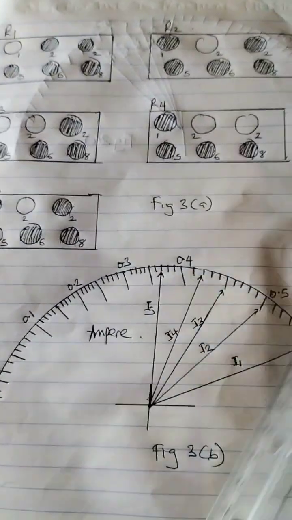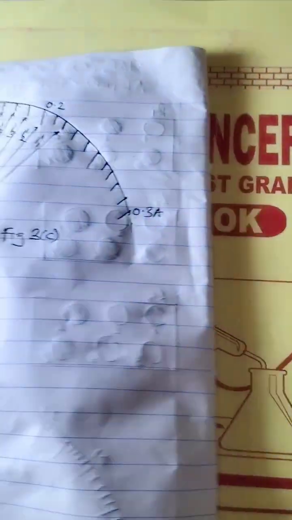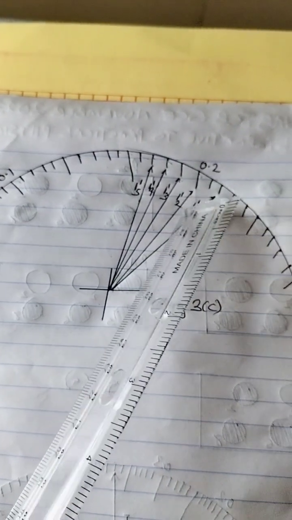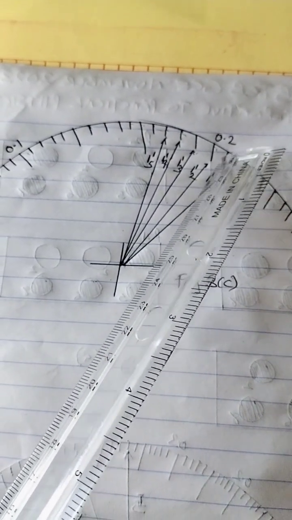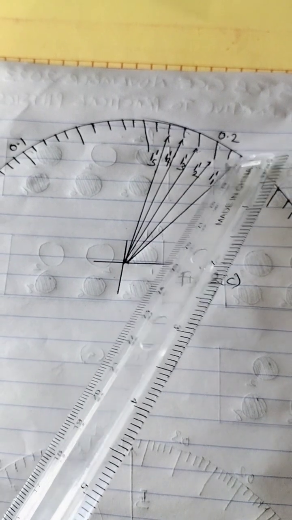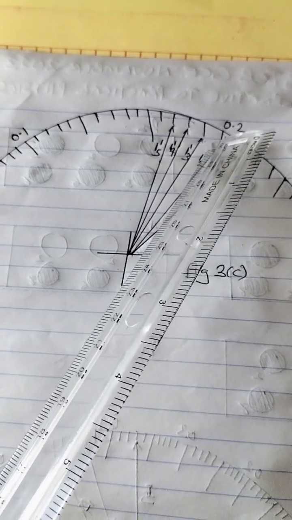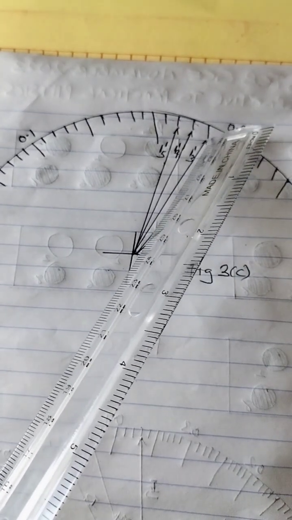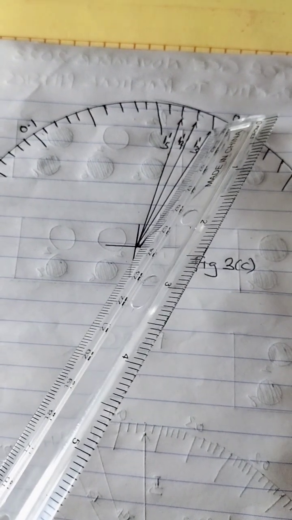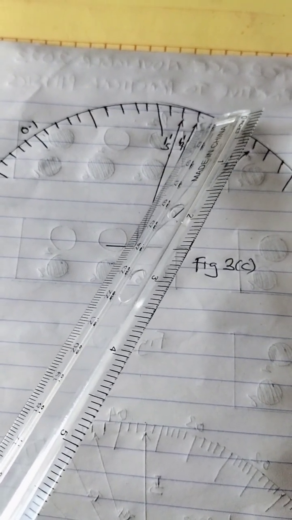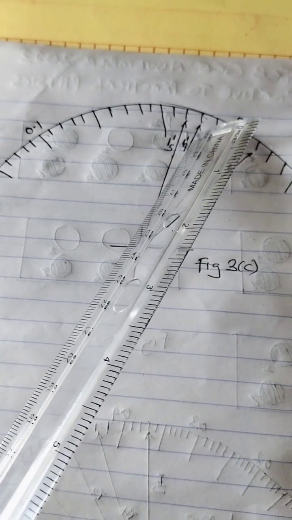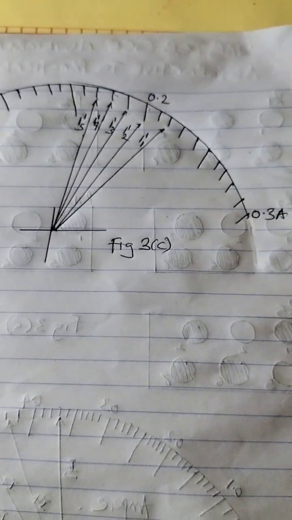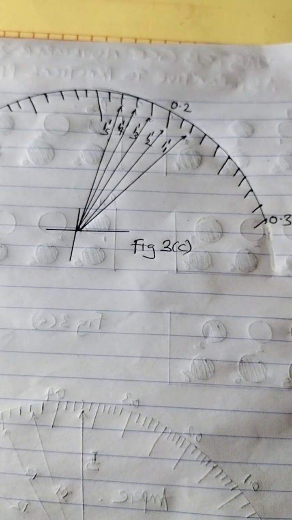But this one we're talking about now, Fig 3C, the current is represented using I prime. So you can see the I1 here will be 0.22. I2 is 0.2. I3 is 0.19, because this is 0.2, 0.19. Remember that one division is 0.01. I4 is 0.18, and then I5 is 0.17. So these are the values of the current I prime in Fig 3C.